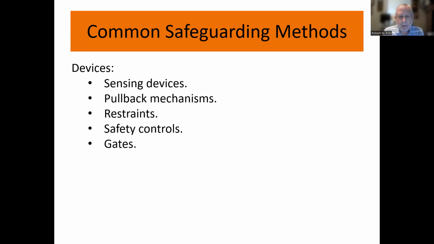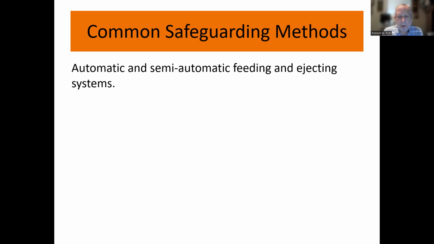So there are some common safeguarding methods. There are devices that can be used, sensing devices like a light curtain, and pullback mechanisms that put a band around your wrist and, when the machine is activated, pull your hands back. And if for some reason your hand's not being pulled back, it'll shut the machine off. Restraints, again, so maybe you can't get your hand in there. Safety controls, two-hand controls, gates that come down, maybe automatically when the machine goes, or gates that are interlocked. And these things are usually part of the machine itself, or in conjunction with the machine.